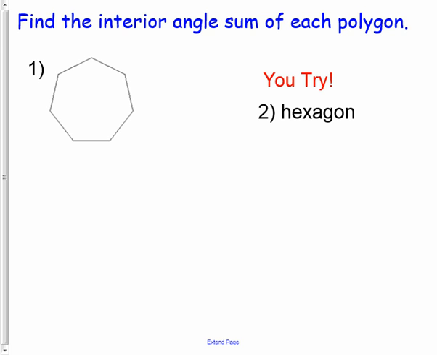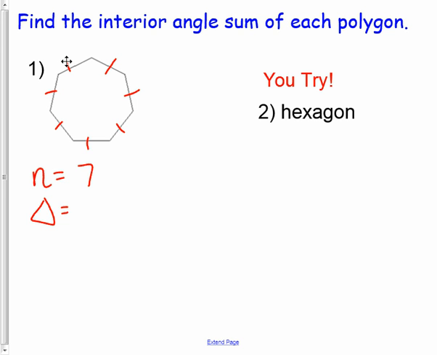Find the interior angle sum of each polygon. So what we need to do is figure out, we know the rule, right? 180 times the number of sides we have. So let's figure out first how many sides we have here. 1, 2, 3, 4, 5, 6, 7. So the number of sides we have is 7.